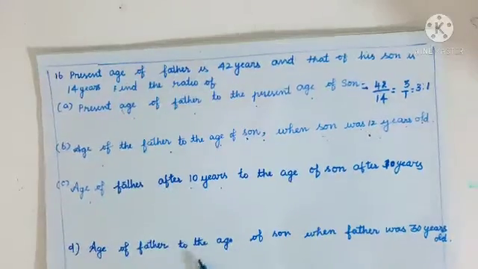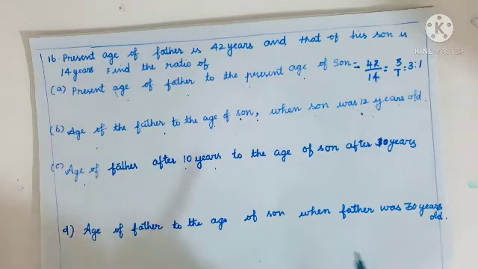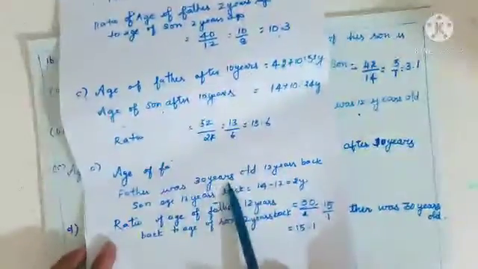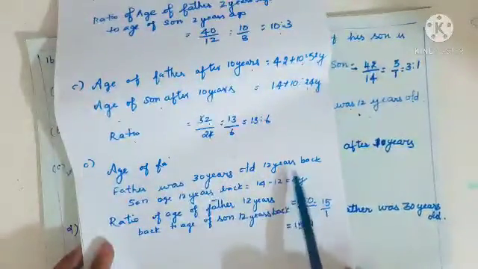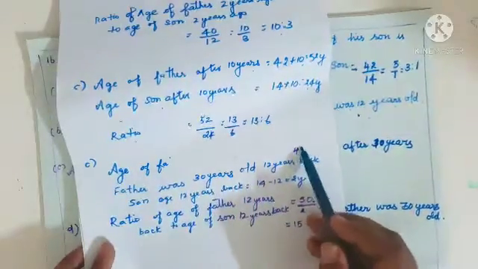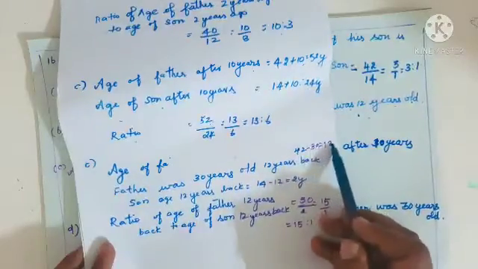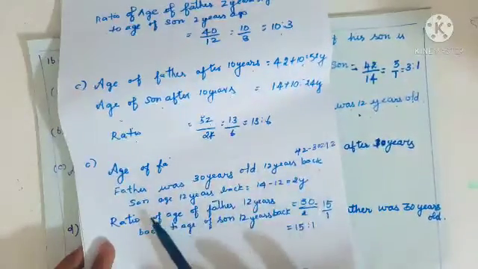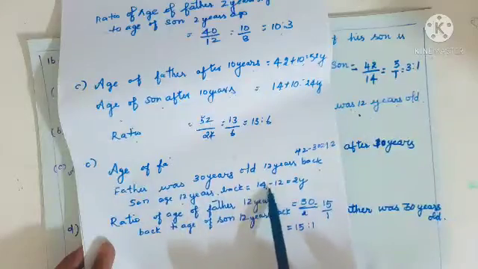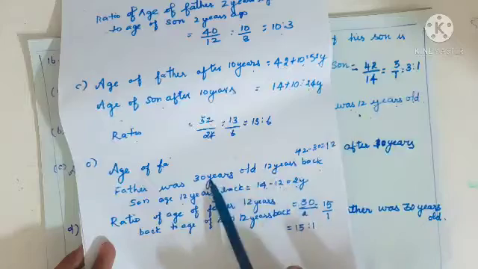The age of the father to the age of the son when the father was 30 years old. Okay. So here you have to find out the answer. The father was 30 years old 12 years back. That means you know that his age is 42. Then you subtract 30. You will get 12. So 12 years back. The son's age 12 years back means 14 minus 12 is 2 years. Okay. With these two you have to find the ratio.